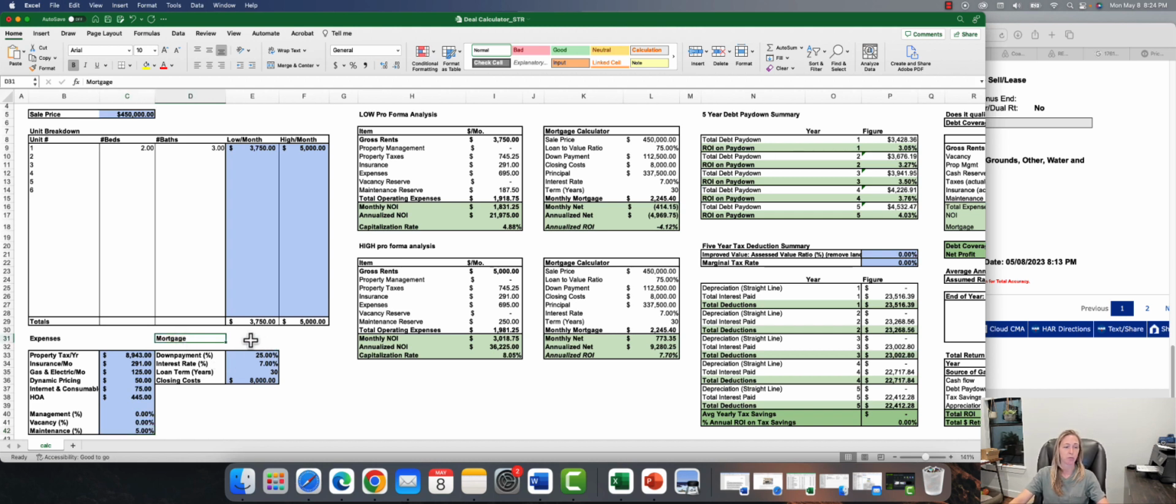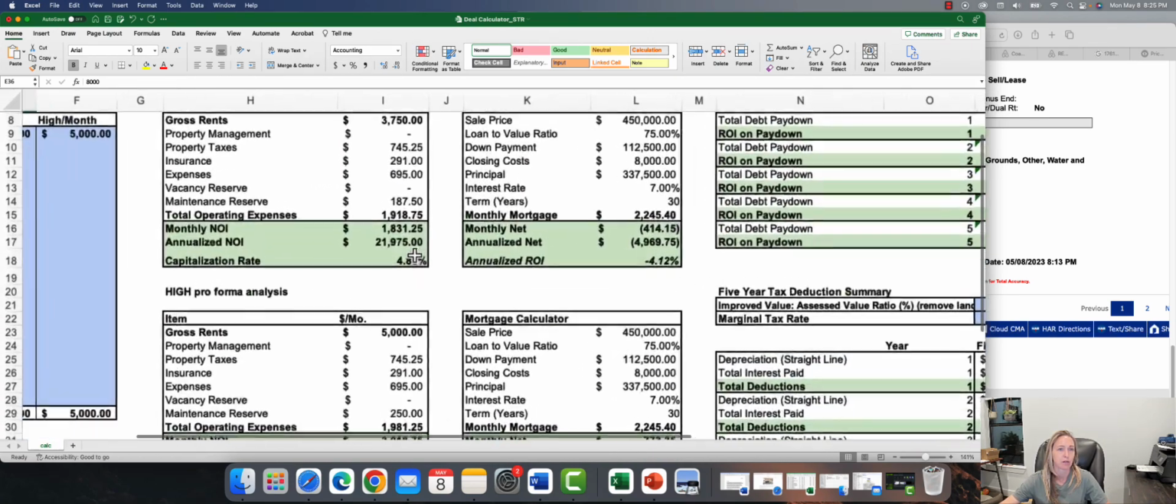Next thing is going to be your mortgage. Down payment, if you're planning on putting 20 to 25% down, you can change that there. Interest rate, whatever your interest rate is, plug that in there. Loan term, highly suggest 30. If you can get a 35-year, 33-year, do it. It just makes sense. And then your closing costs are probably going to be around $8,000 for the price of this property. So now the fun part.